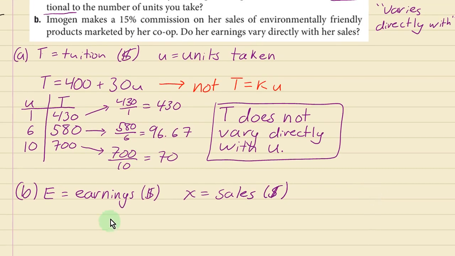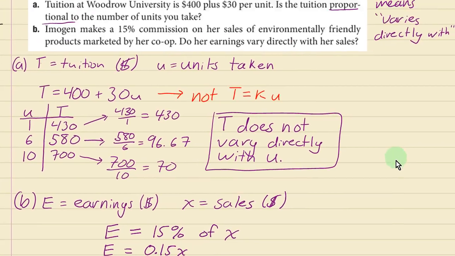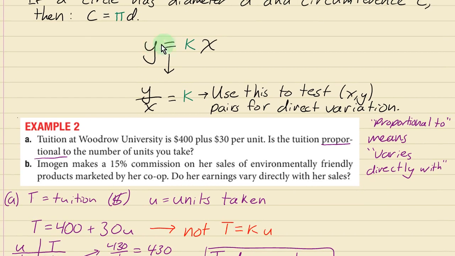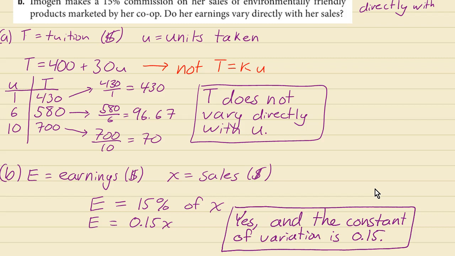So in other words, her earnings are equal to 15% of the amount she sells, which is x. So we could also just write that as E equals 0.15x. And that means, yeah, this is a direct variation equation. It's of this form y equals kx. So we can say yes, and the constant of variation is 0.15, also known as 15%.